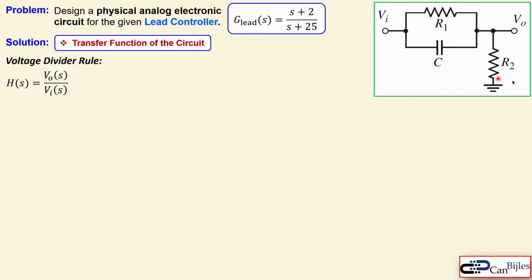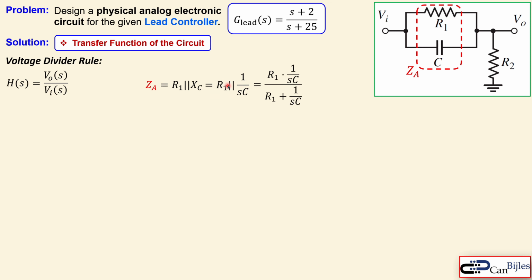For that I can say this is R2 over the impedance here plus R2, but the impedance here is not determined yet, so let's give it a name, ZA, and ZA is the parallel combination of R1 and the reactance of this capacitor C. That is X of C, which is given in the Laplace domain as 1 over SC. So when we use the formula for the parallel combination of two components, you multiply the impedances of the two components, the resistor and the reactance, divided by the summation of these two, and you can simplify this to get this expression for ZA.